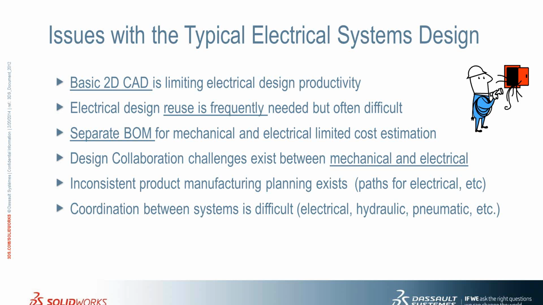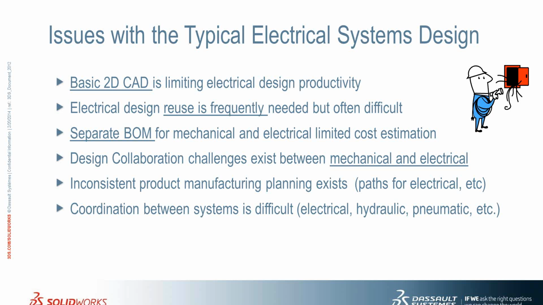The next thing is the separate bills of materials for mechanical and electrical, which limits cost estimation, because like I say, the electrical department has their job, the mechanical department has their task, so both are separated. And very frequently you have collaboration, and we do not have a proper bridge between the electrical and mechanical. So at the end, you have this communication difficulty between the departments.